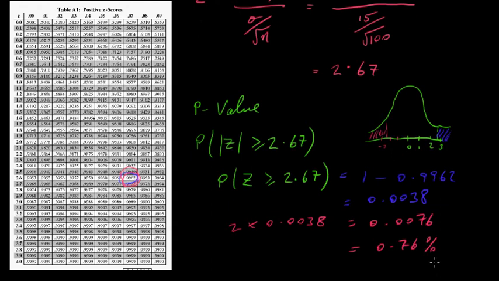So that's going to be 0.76% in total. So we can see our p-value here. Our p-value is 0.76%. That is much lower than our 5% significance level. So the probability of getting this result is a lot less than our significance level. So we're in our critical region here. So we are going to again reject the null hypothesis.